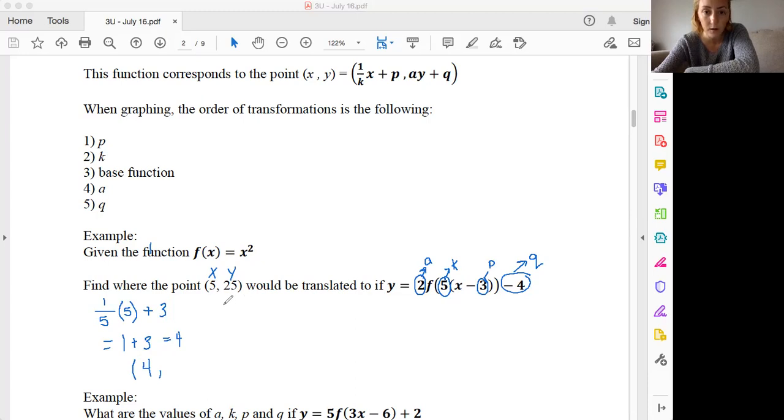And then for our y, we do a, which is 2, times 25, which is 50, minus 4, which is 46. Okay, so our new point would be (4, 46). So I'm going to clear this.